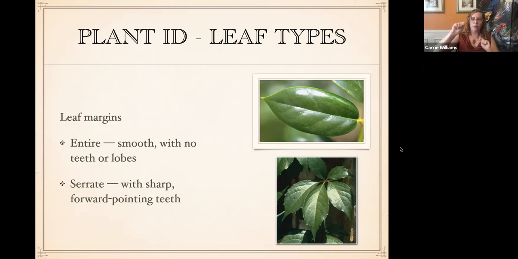So for instance, once again, here is our Virginia creeper down there, which we know is compound. It's palmately compound, though the leaflets themselves have pinnate venation and the margins are serrated. So there we can already start to use our terminology to describe that leaf, and that helps us to identify what it is and what it is not.